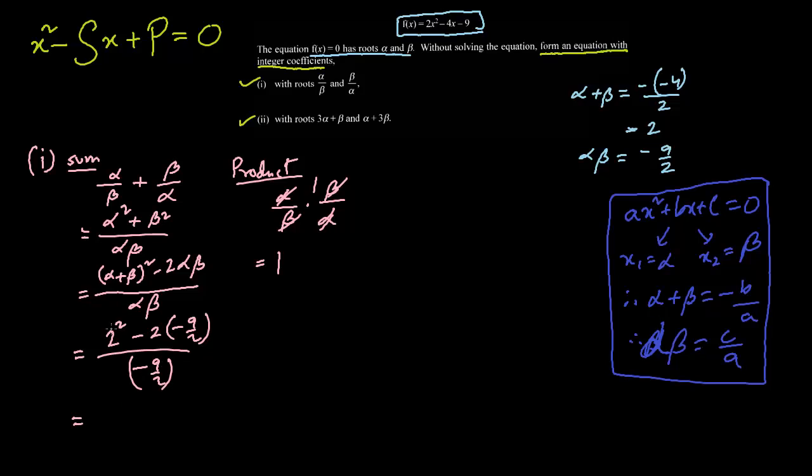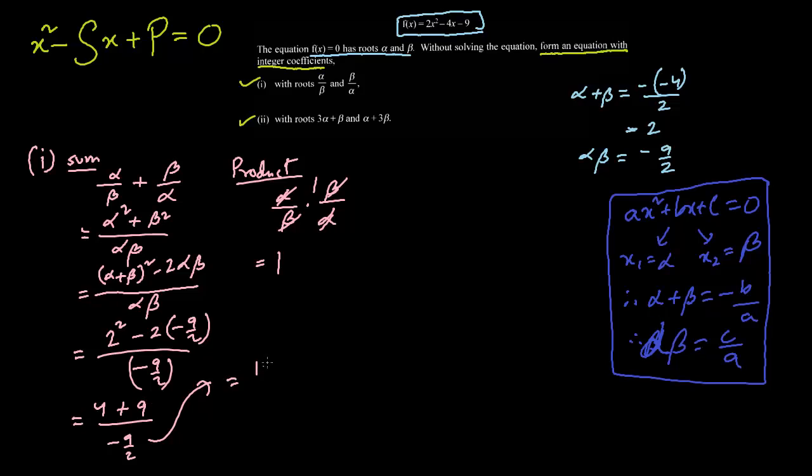So let's simplify this. We have 2 squared, which is 4, minus minus, so plus 2 into 9 by 2, which is 9, and we have minus 9 by 2. So this turns out to be 9 plus 4 is 13.